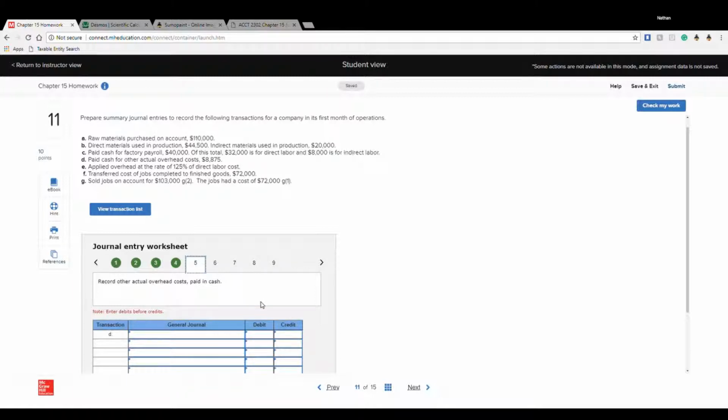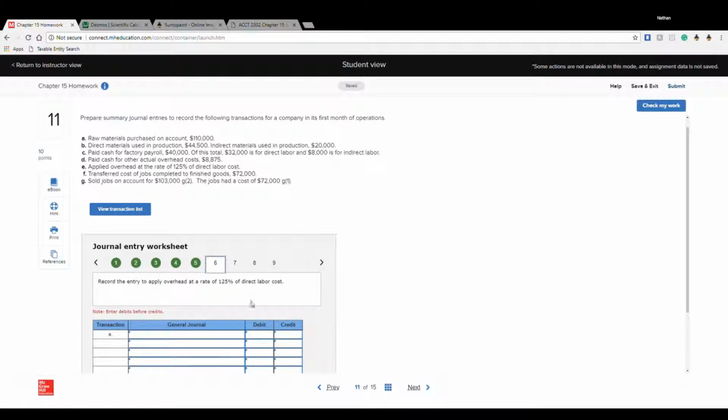Transaction 5. Record other actual overhead cash paid. Well, other overhead costs paid in cash. Alright. So since this is actual overhead, factory overhead gets the debit, cash gets the credit, and it's going to be for the 8875. So that's my actual overhead cost. It's probably again for rent and utilities and all that fun jazz. Okay.